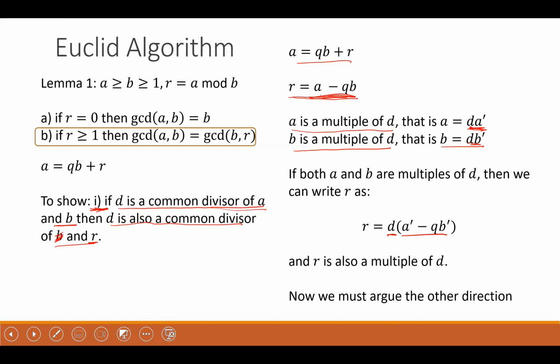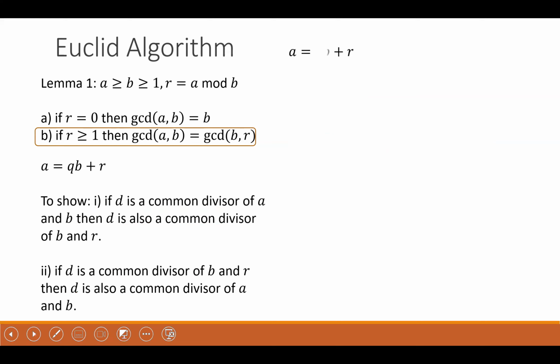Now we want to show the second part. We want to argue the other direction: if we assume D is a divisor of B and R, we also must show that it's a divisor of A and B. Well, we already know it's a divisor of B, so we just need to show that if D can divide B and R, it can also divide A. Again, we're going to look at this linear equation and do something very similar.